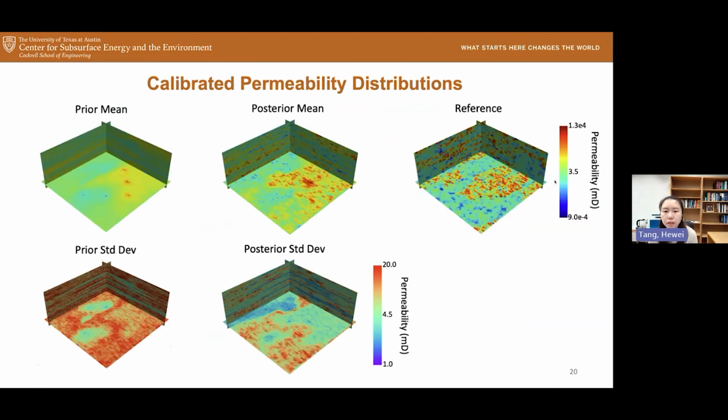We can further test this by calculating the prior mean and standard deviation, as well as the posterior mean and posterior standard deviation. And we can find that this posterior model is much more like the reference than the prior in terms of where the high permeability region is located and where the low permeability region is located.